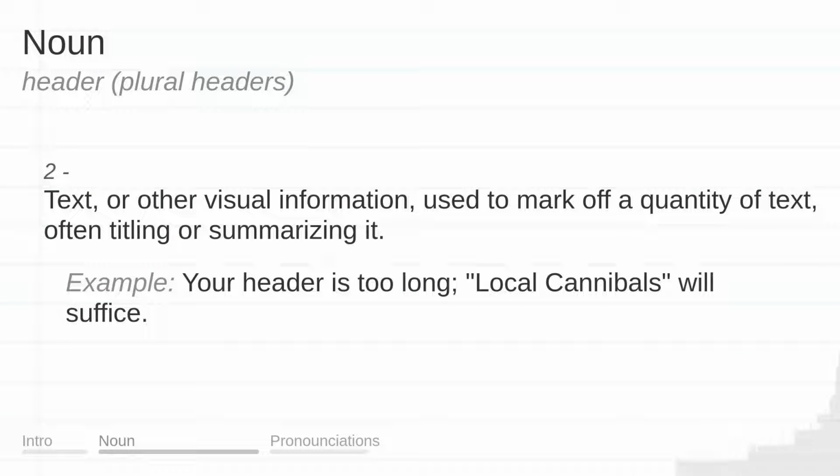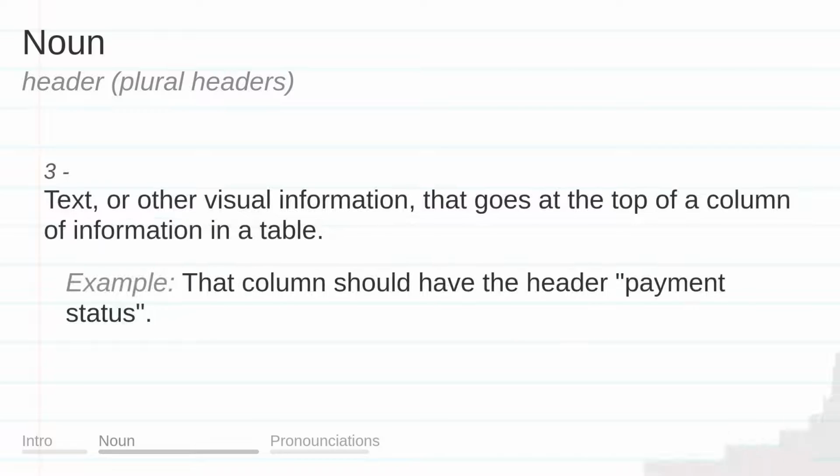Text, or other visual information, used to mark off a quantity of text, often titling or summarizing it. Example: Your header is too long. Text, or other visual information, that goes at the top of a column of information in a table. Example: That column should have the header, payment status.